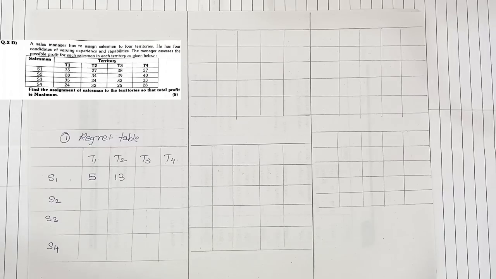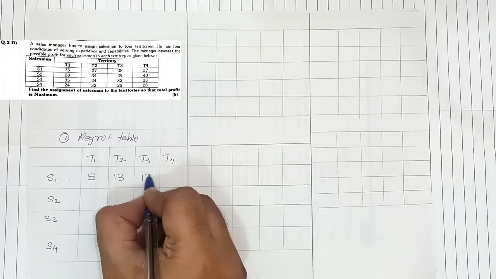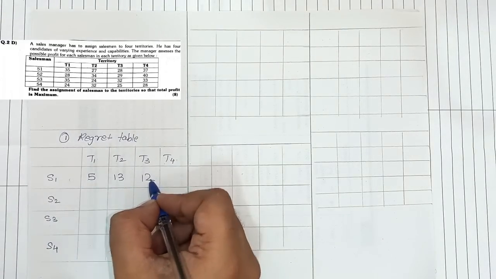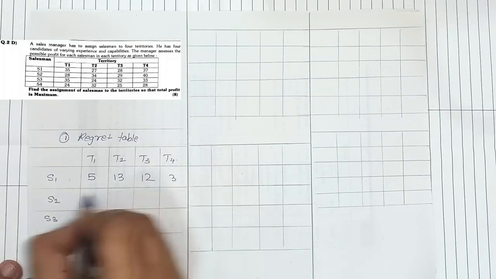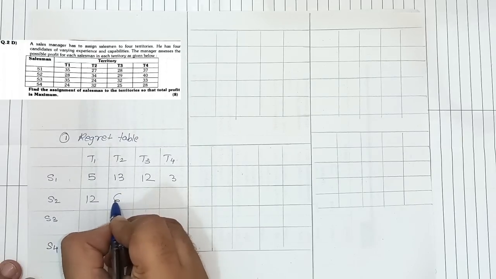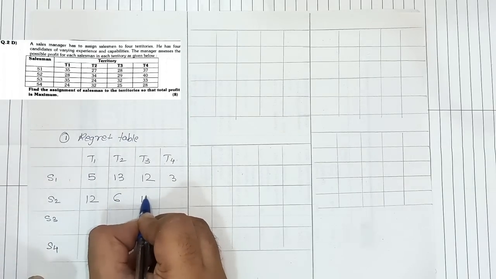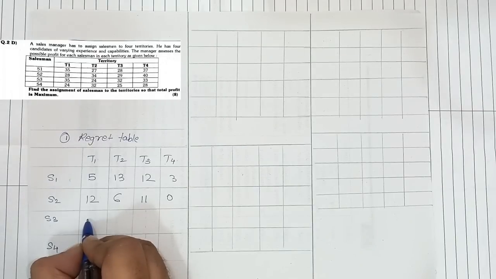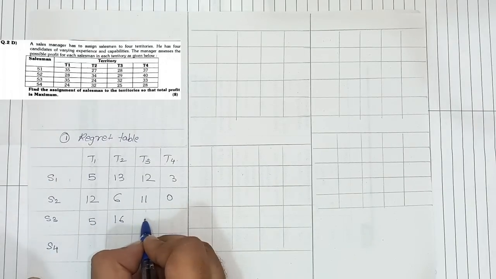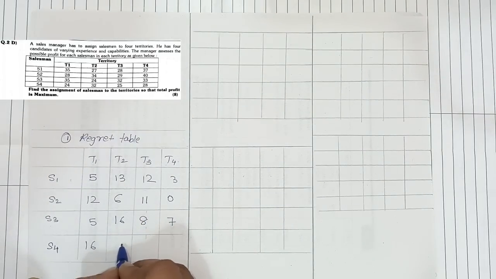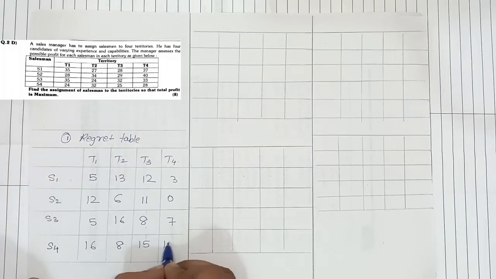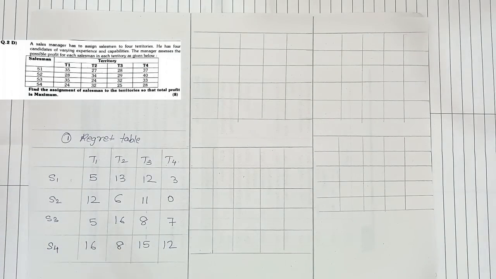Then we have 28. So 40 minus 28 is 12. 40 minus 37 is 3. 40 minus 28 is 12. 40 minus 34 is 6. 40 minus 29 is 11. 0. 35, so 5. 16. 8. 33, so 7. 24, so 16. 8. 15 and 12. So we took the highest value, which was 40, and subtracted all other values from it, and we got this new table.